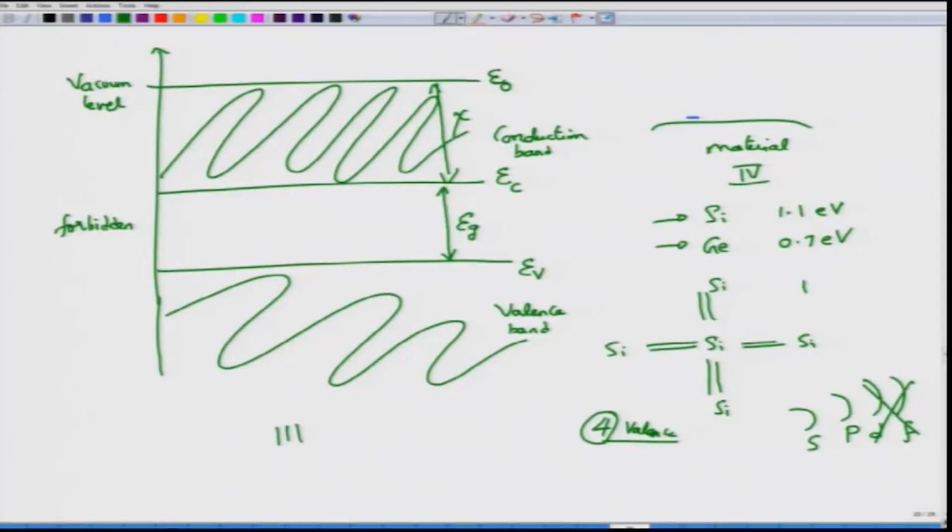Then there are semiconductors called compound semiconductors. Compound semiconductors are formed by grouping atoms from the 3 and 5 valence groups. If you take a 3 and a 5, 3 will have 3 valence electrons and 5 will have 5 valence electrons, 4 of them are involved in the bonding, and again 4 of them are available for conduction out there.